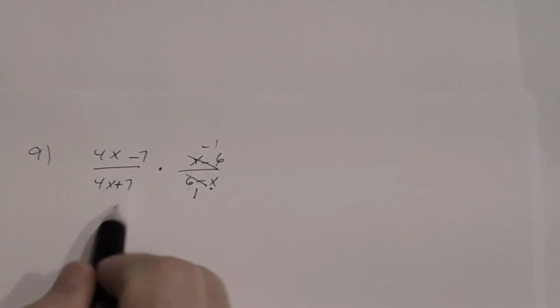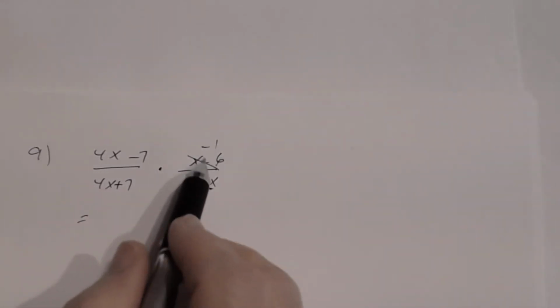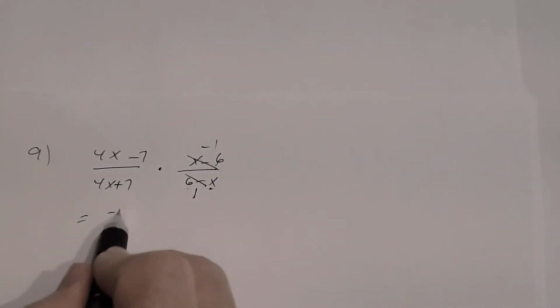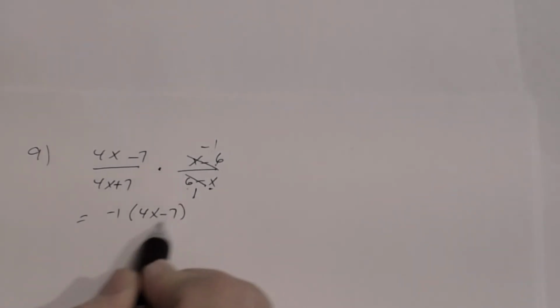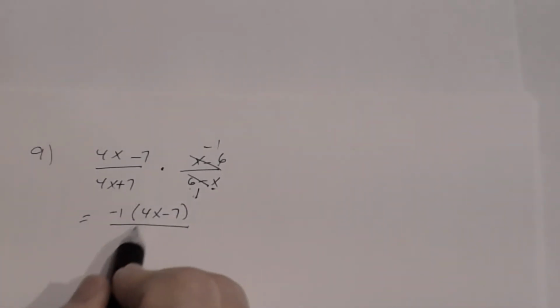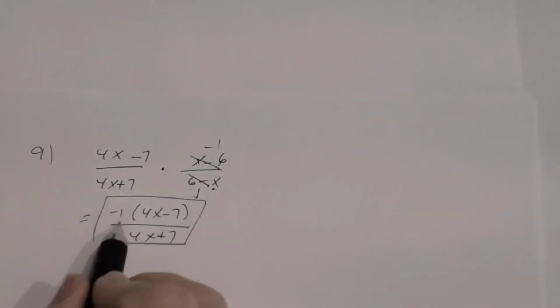And so therefore the answer is going to be, and remember, you always write it as factors, negative 1 times 4x minus 7 divided by, and then 1 times 4x plus 7 is 4x plus 7. And so there's your answer. Just leave it in factored form.